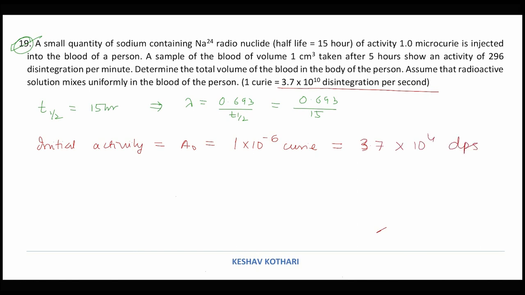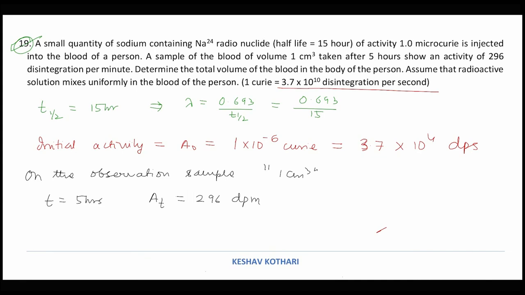Now the question is saying a sample of the blood of volume 1 cm³ is taken after 5 hours. Now on the observation sample, the sample is of volume 1 cm³. This must be kept in mind. After 5 hours, so t equal to 5 hours, it is showing an activity of 296 disintegrations per minute. So we can say that A_t is equal to 296 disintegrations per minute.